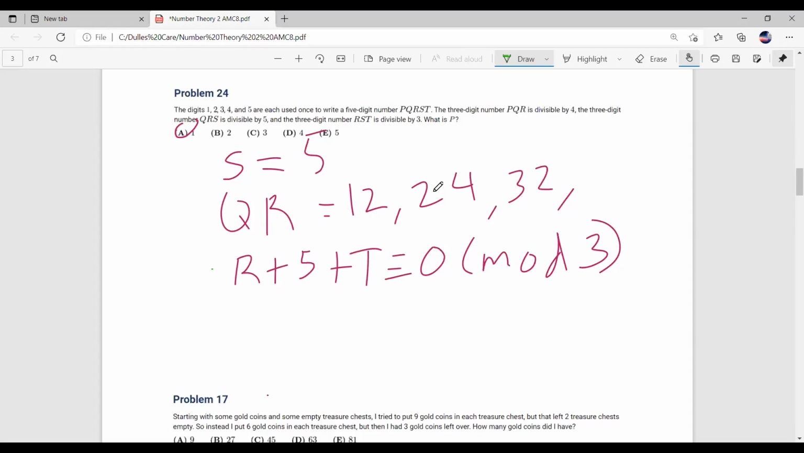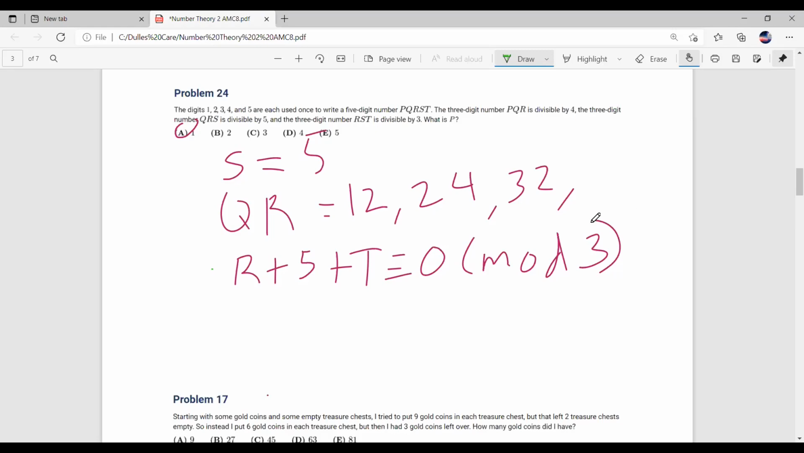R can't be 1 since we're given that PQR is divisible by 4. If R ends in 1, that means we have some number that's odd, right? And odd numbers can't be divisible by 4. So 9 does not work.